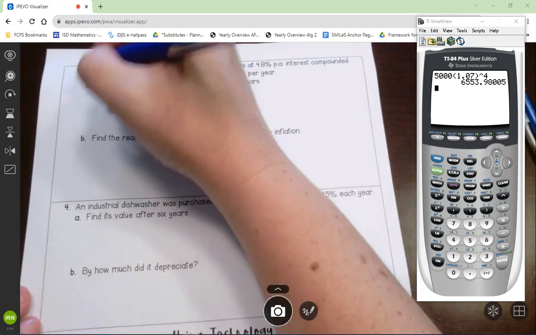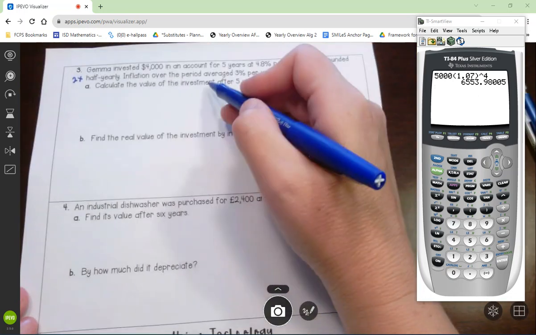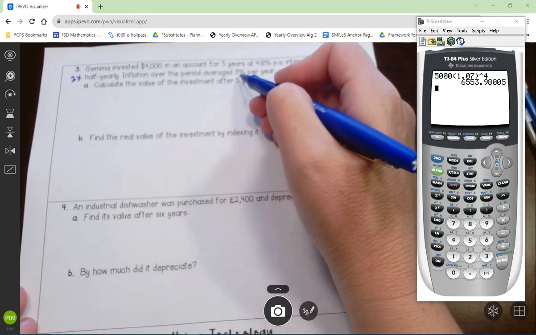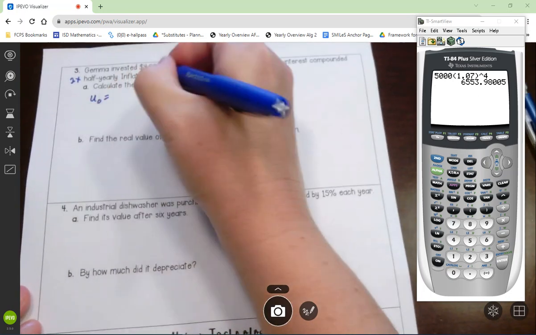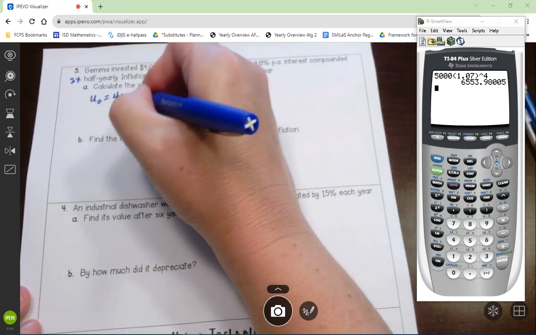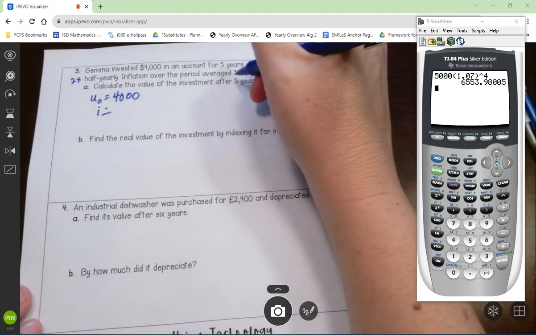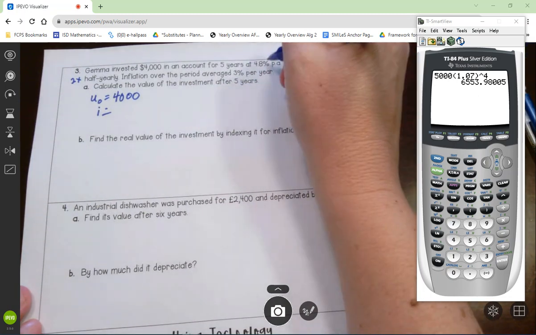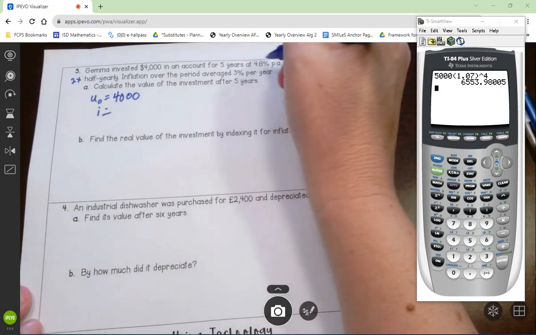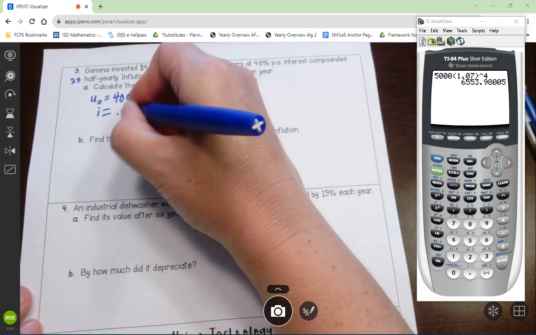half yearly, so 2 times per year. Inflation over the period averaged 3% per year. So your U sub 0 is 4,000. Your interest as a decimal is, let's see, 4.8%. So this is the inflation. Don't confuse the inflation with the interest. Your interest is 4.8%, so 0.048.